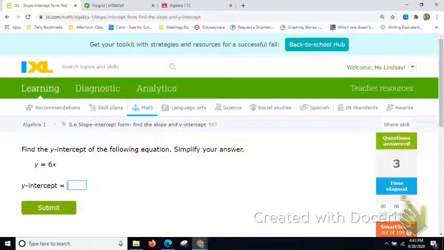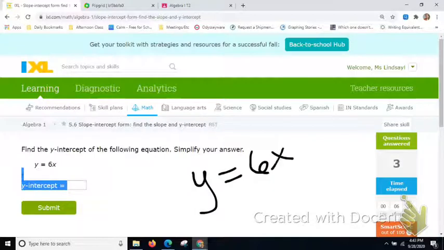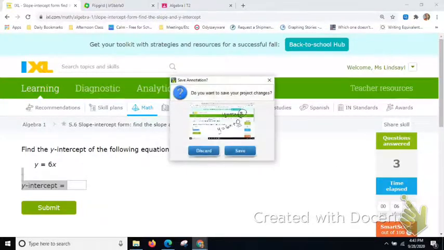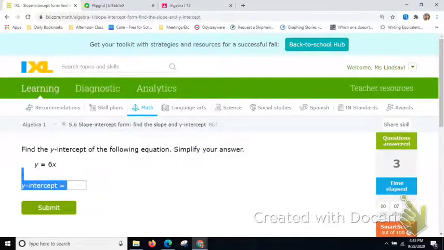Y-intercept, now I don't see anything here. This one just says y equals 6x. And remember, y equals mx plus b. I'm looking for something out here. So I need to think, what would I be adding that I wouldn't see anything? I must be adding 0. So my y-intercept is 0. So if I don't see a plus or minus at the end, that means the y-intercept is 0.